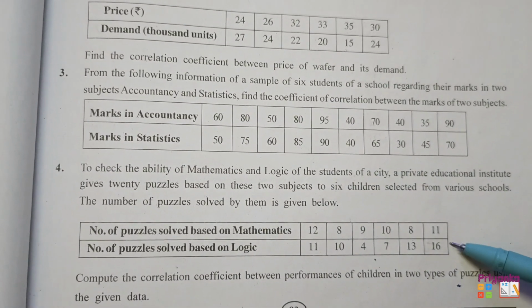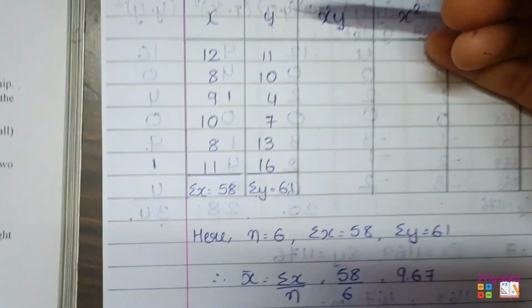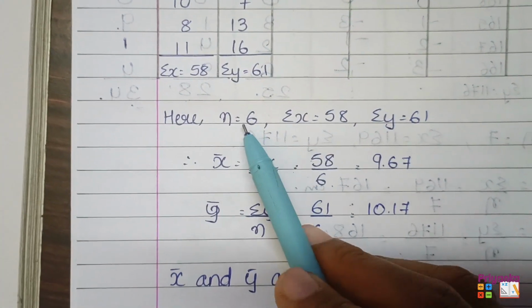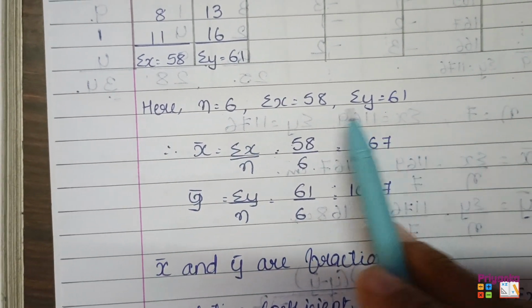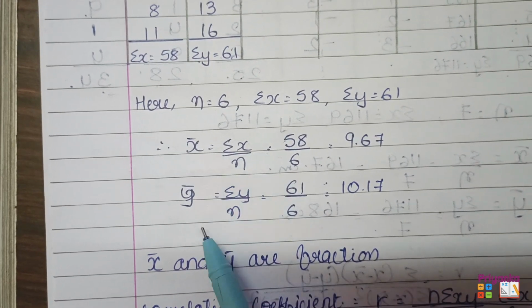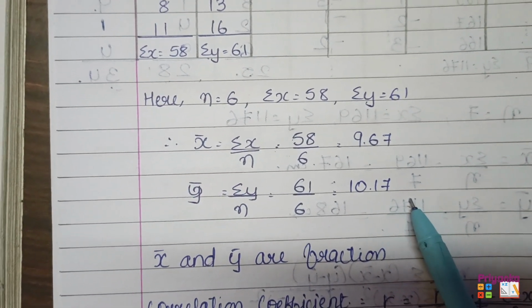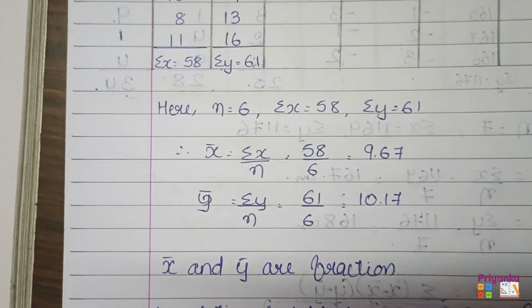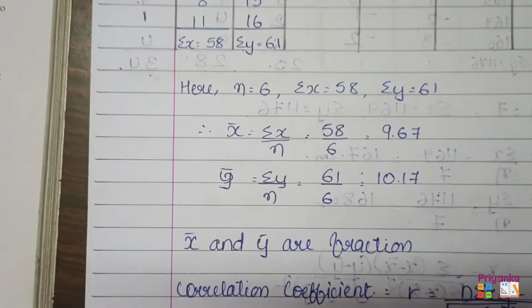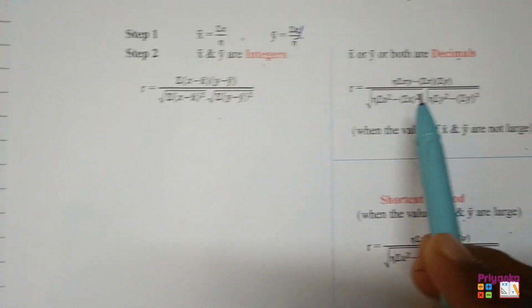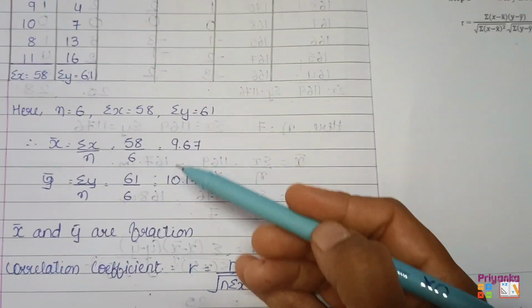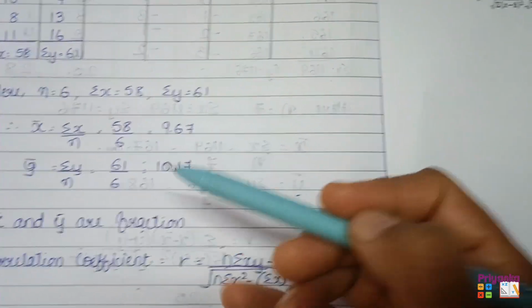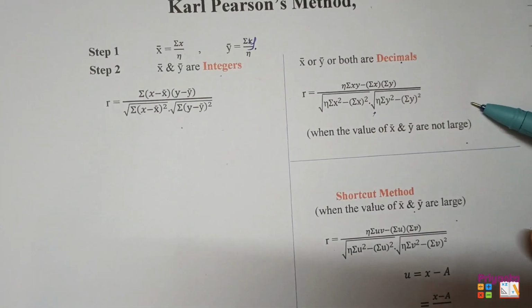Now out of this data, first of all we'll take the totals and x bar and y bar, that is sigma x and sigma y, and after the calculation we'll decide the formula. Out of this calculation you can see the answers we found for x bar and y bar are in decimals. Now the formula we are going to use: just see the values. The values are not so large, so we'll use this formula.